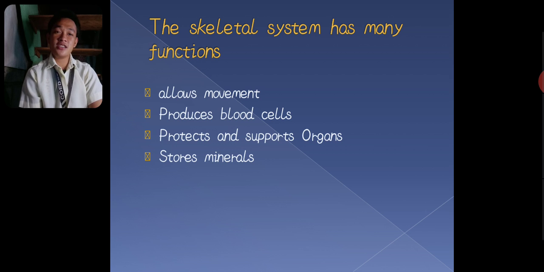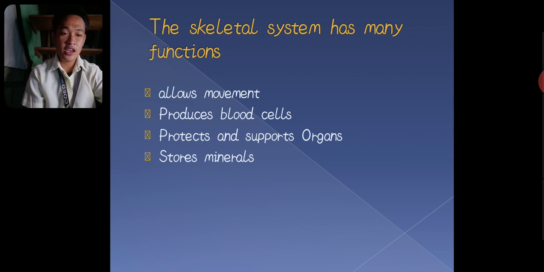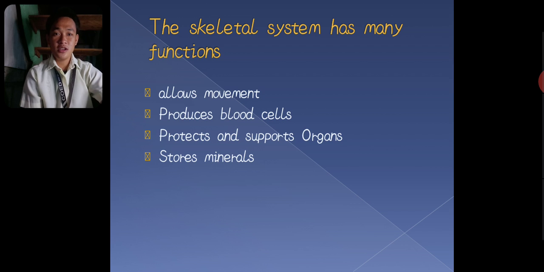And next is protects and supports organs. So, your skull shields your brain. Your ribs protect your heart and lungs. And your backbone protects your spine. So, stores minerals. Bones hold your body's supply of minerals like calcium and vitamin D.